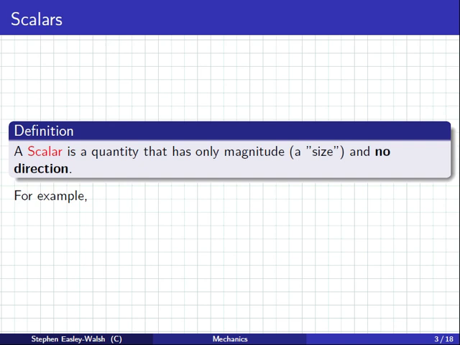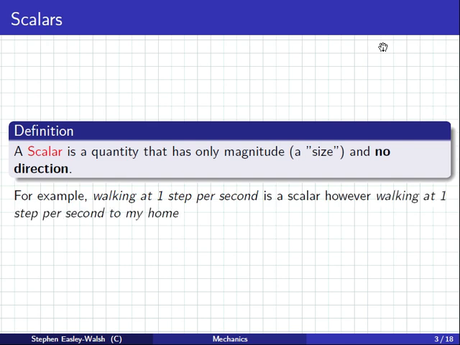Okay. I think we mentioned some examples already. What are some examples here? Time is an example. What else? Mass, yeah, things like this. My example is if I just said walking at 1 step per second, that is a scalar. However, if I said walking at 1 step per second to my home, that's not a scalar. Why not? It has a direction, yeah. You don't need to write the example down. In fact, you could write your own examples down, which would be better.